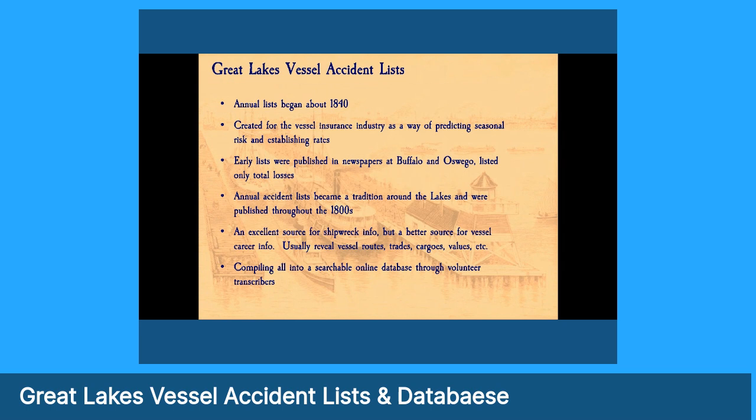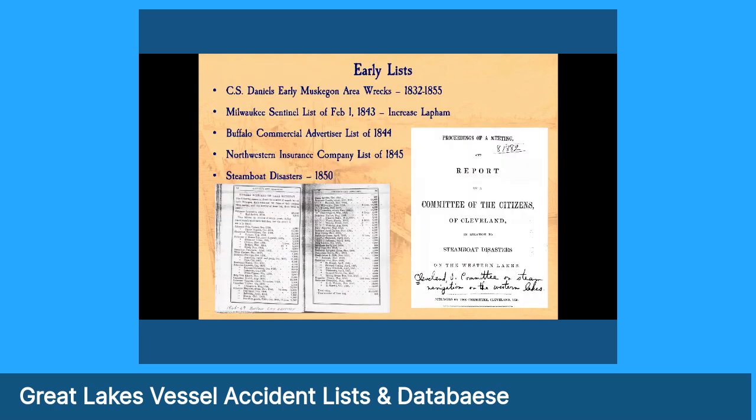All right, moving along. Early lists. It's interesting to note that even before the actuarial lists, there are some very early lists of Great Lakes vessel accidents that were compiled and are quite interesting. A fellow named C.S. Daniels did a list of the wrecks in the Muskegon, Michigan area from 1832 to 1855. And a lot of those wrecks from the 1830s don't appear anywhere else. They're not even mentioned in the papers.